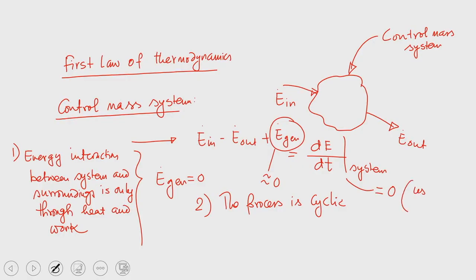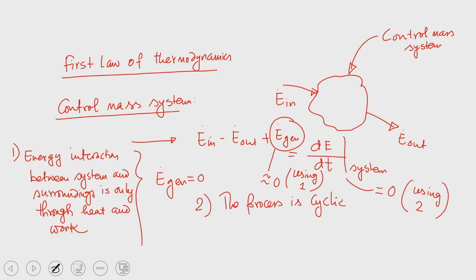So, this is using 2 and this is using 1. Now, if we write this generic form, we will get E dot in minus E dot out equal to 0. We have discussed that the interaction between system and surroundings is only through heat and work. There are no other forms of energy either entering into the system or leaving from the system, except heat and work.